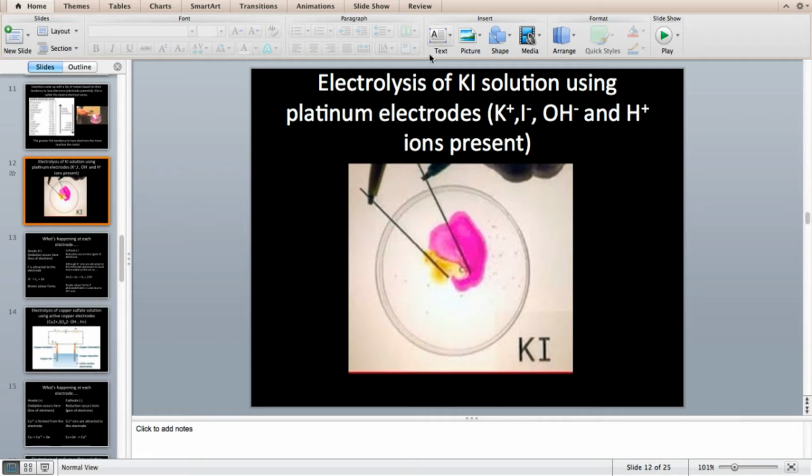Okay? So this is the electrolysis of potassium iodide solution. So remember, solution means you've got water present, an aqueous solution. So that means you've got 4 different ions present. You've got the potassium ions, K+, you've got iodide ions, which is I negative, and then you've got OH minus ions and H plus ions present.